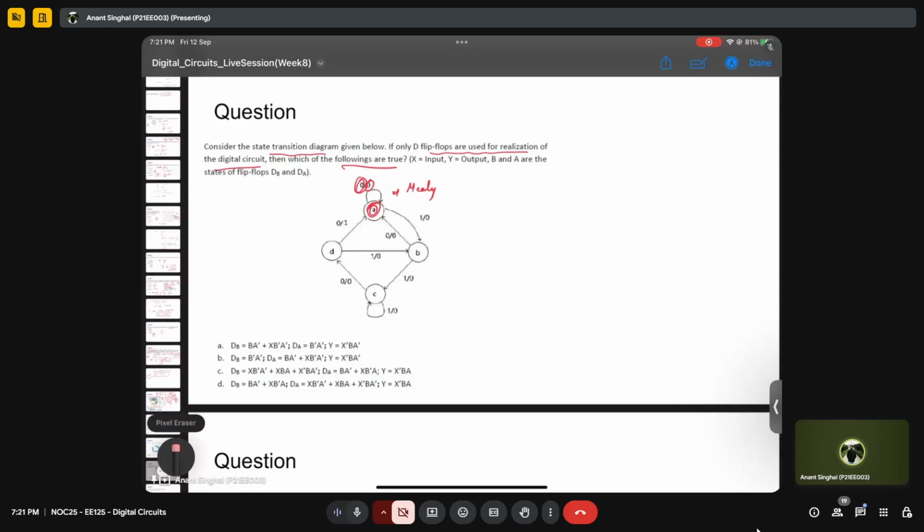So we need to do it. The way to do it is we have 3 steps. The first step is make the state table. I'll let you know what is the state table. The second step is make the excitation table from the state table. And the third step is the truth table of the flip-flop.